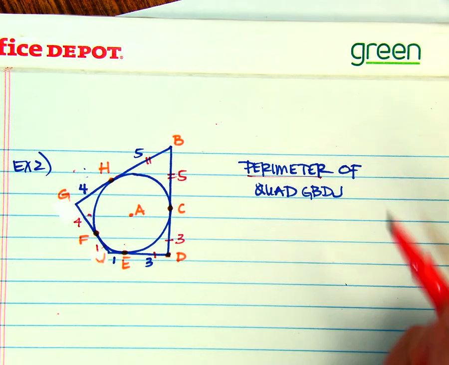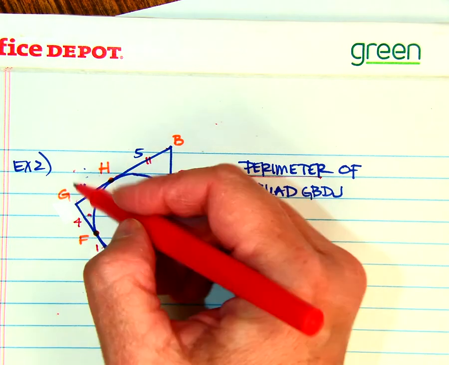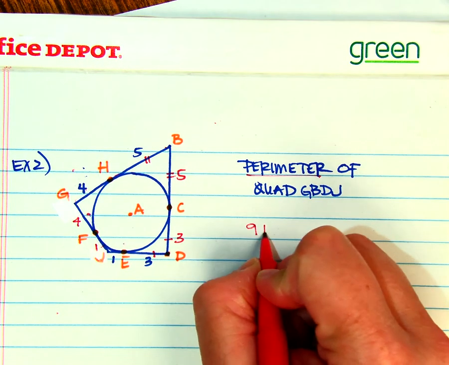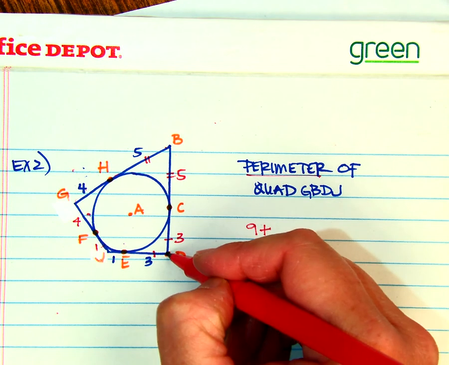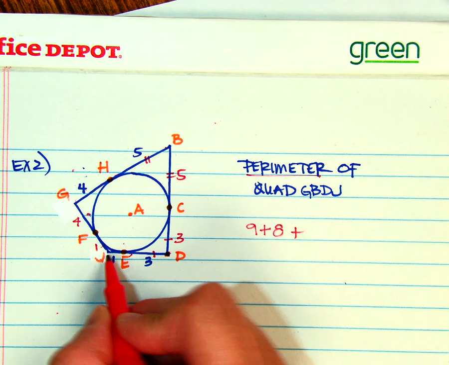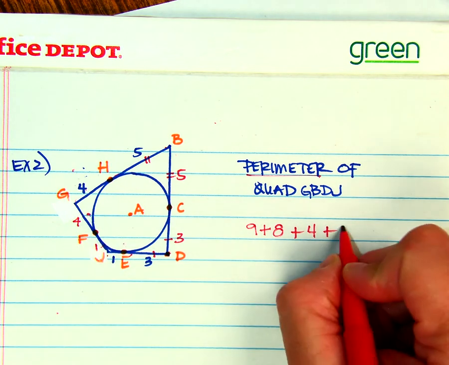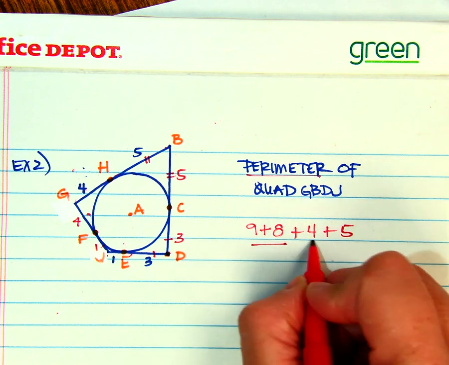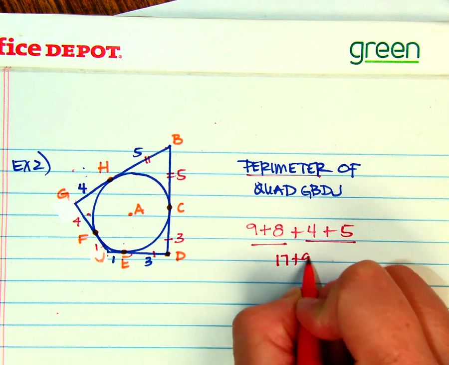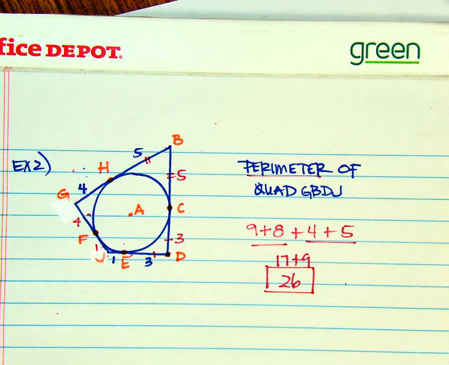Remember with perimeter, you're just adding up all the sides. So I have a 4 plus a 5, so this gives me 9. This gives me 8. 5 plus 3 is 8. Plus 3 plus 1 is 4. Plus 1 plus 4 is 5. Gives me 17 plus 9. Gives me a perimeter of 26. Okay, so that's how you can apply these properties.